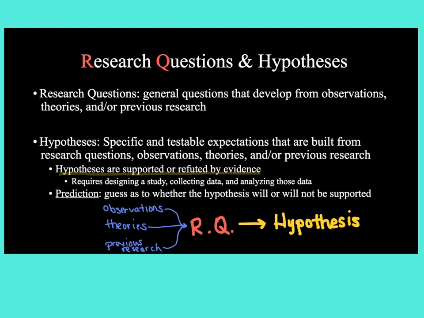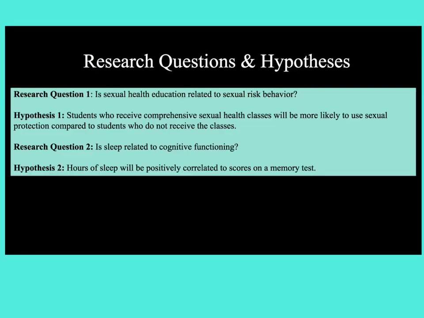Hypotheses are also often directional. That means we state whether we think things will increase or decrease during the study or whether two things tend to increase or decrease together if we're doing correlational work. Let's take a look at some examples of this.